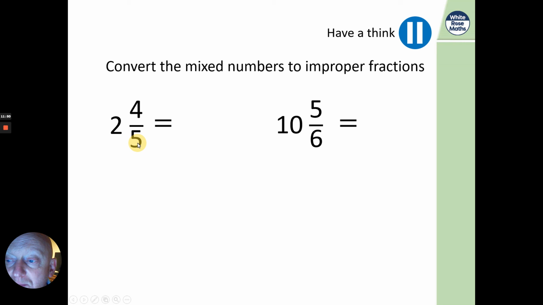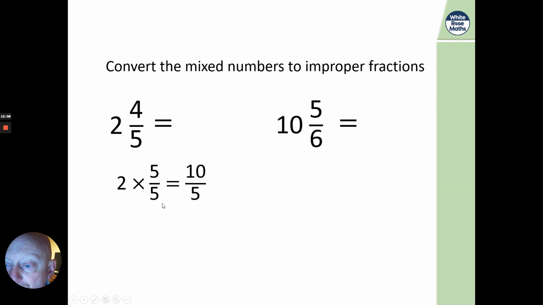Remember when we were doing it before, when we were converting the other way, we were dividing. This time we're going to times. So what's 2 times 5? It's 10. Yeah? 2 times 5 is 10. And then we add the 4 to give us 14 fifths. So 2 times 5, there we go, 10 fifths. 10 fifths add 4 fifths is 14 fifths.